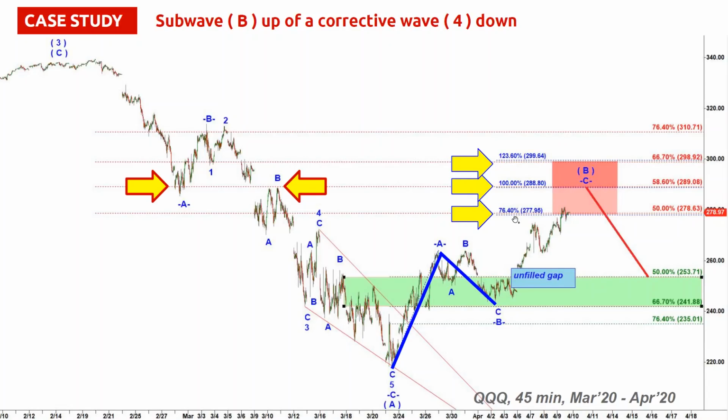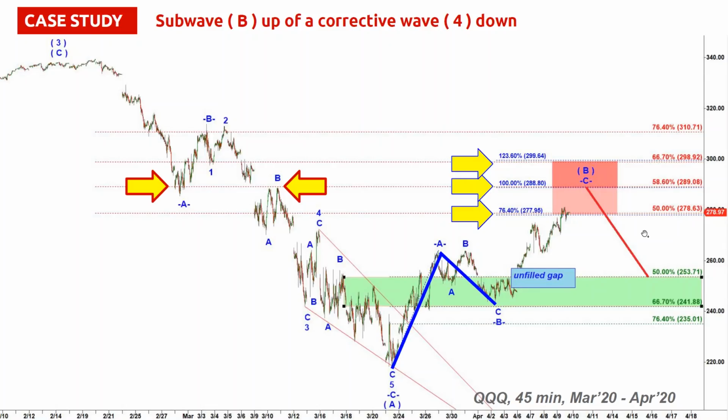The next question for us would be, okay, if we nail the ABC move up off the low, where should we expect the first move down to find support? In my opinion, we should expect it to come back down to retest the upper edge of that unfilled gap up. That would be around a 50% retracement of the whole move up, around 255.